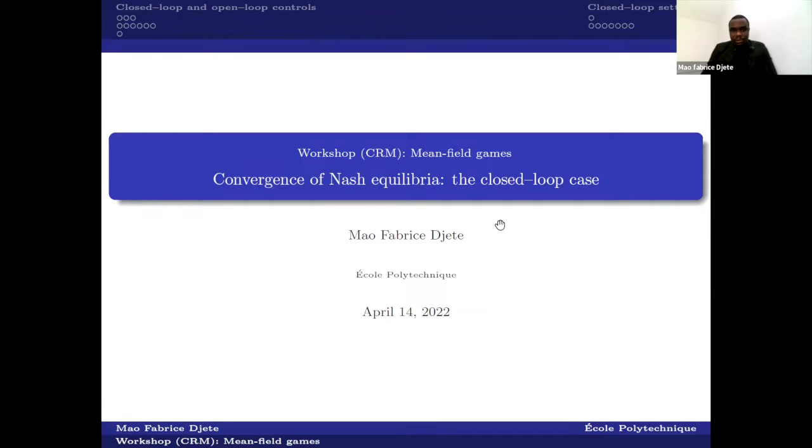I think everybody here knows that there are two main techniques to deal with the convergence of Nash equilibria. There is compactification, of course, and there is also the master equation. But in my talk, I will only focus on the compactification method. This talk will be closely related to the work of Dan Lacker. Also, there is some link with our work. So I will essentially use the compactification method here.